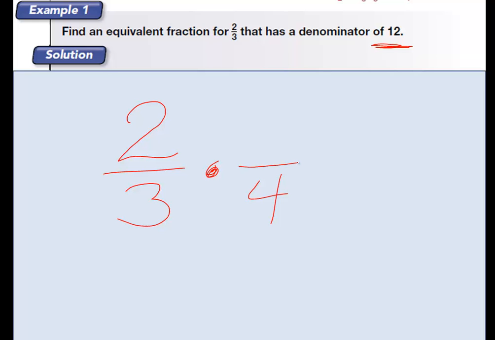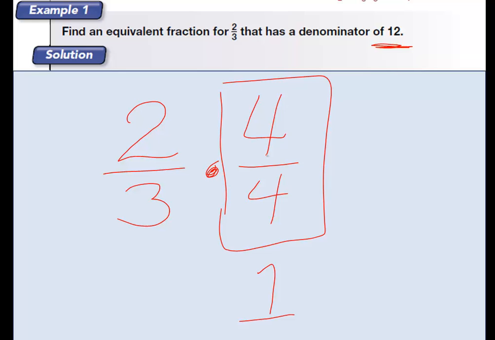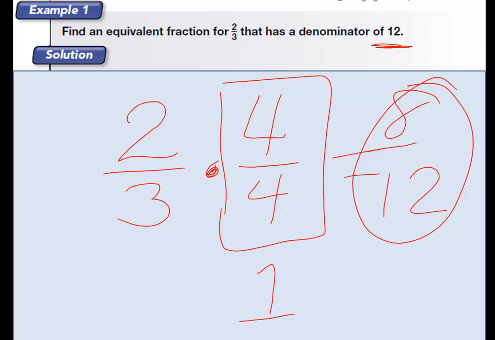So find for me an equivalent fraction for 2/3 that has a denominator of 12. I'm going to do this one for you, and then you can work on the others by stopping the video. So let's see if I can do this right. I'm going to take my 2/3, and I've got to multiply it by something that'll give me a denominator of 12. Well, we both know that 4 times 3 is 12, but this right here has got to be equal to 1 in order for it to still be equivalent. So 4/4 equals 1. Now I just do my multiplication. 8/12 is an equivalent fraction for 2/3 with a denominator of 12.